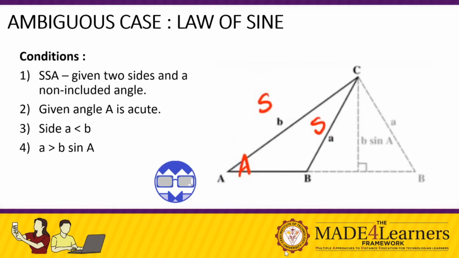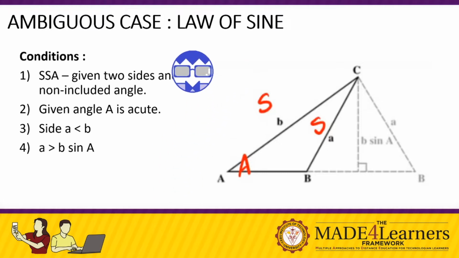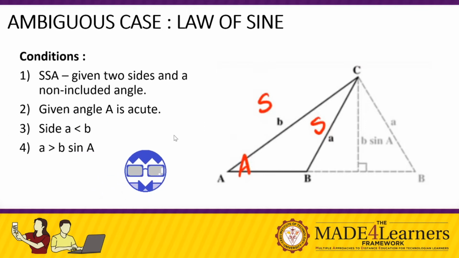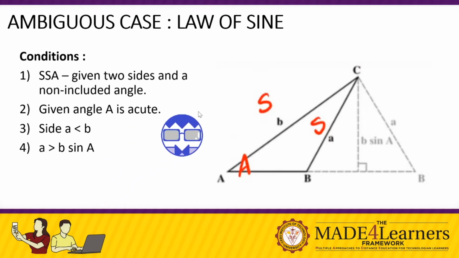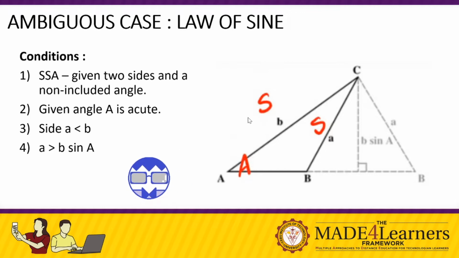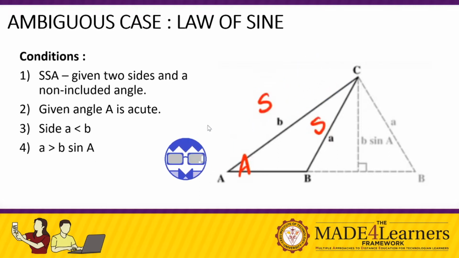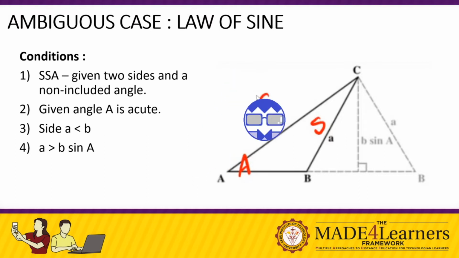Okay, so when do we get an ambiguous case, and what does it mean to have an ambiguous case? An ambiguous case happens when you're given the following conditions. The first condition is if you're given SSA. So what is SSA? You're given two sides and a non-included angle. Like in this scenario, you have sides A and B here, and then an angle A. So you're given sides A and B and angle A.